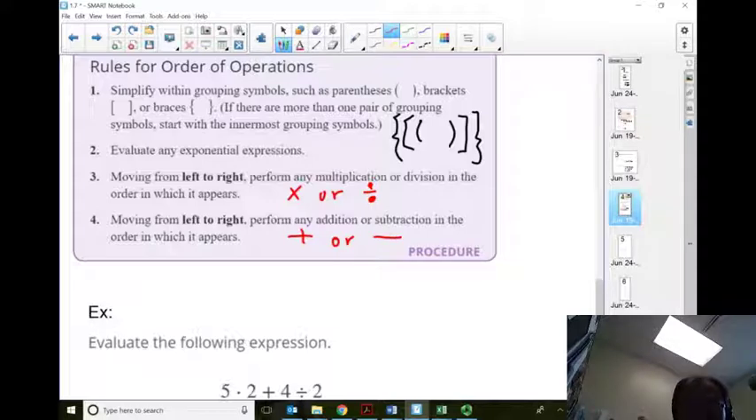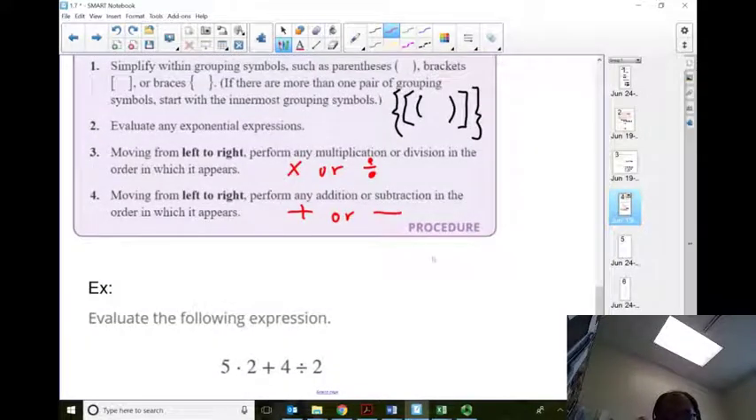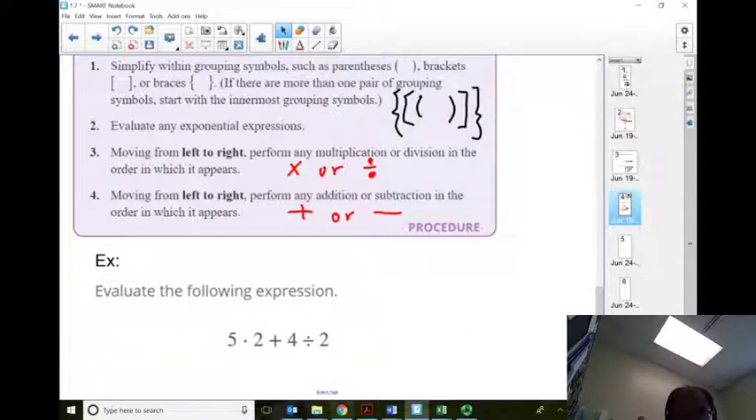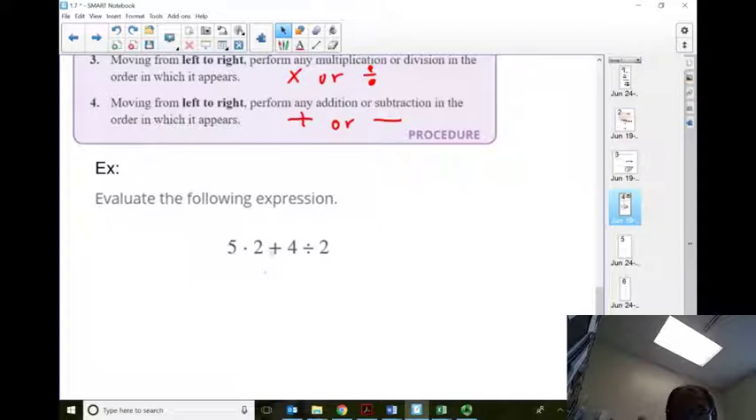So if you have addition or subtraction signs that are inside the parentheses, brackets, or braces, you will need to do those first. So this fourth level is referring to addition or subtraction signs that are outside the parentheses, brackets, and braces. Okay, so let me show you how to do this from a different perspective. If you can read this correctly, then you should be able to do order of operations correctly.